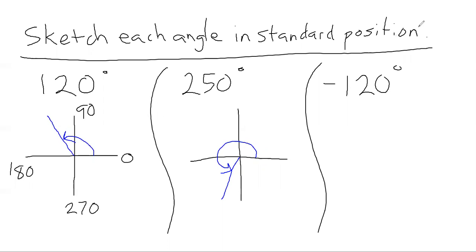Now, not all angles are positive. We can go in the negative direction as well. On each of the prior ones, the positive angles, we started by going in the upward direction. So for a negative angle, we're just going to go the opposite way. We'll go in the negative direction.